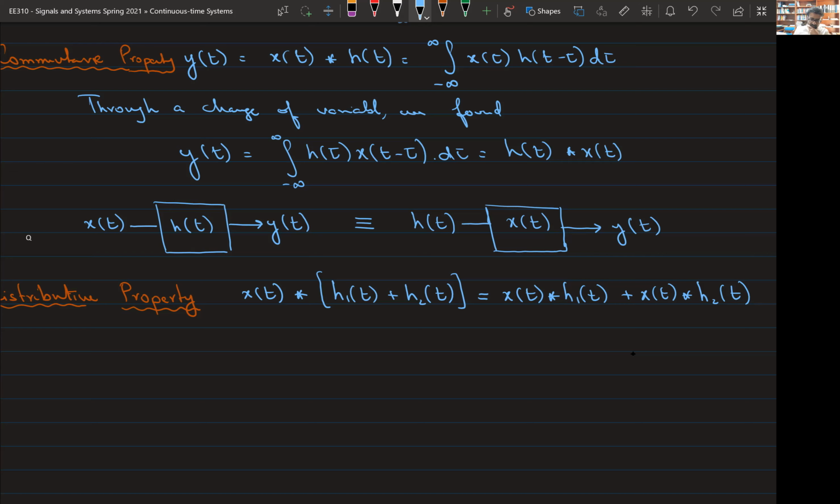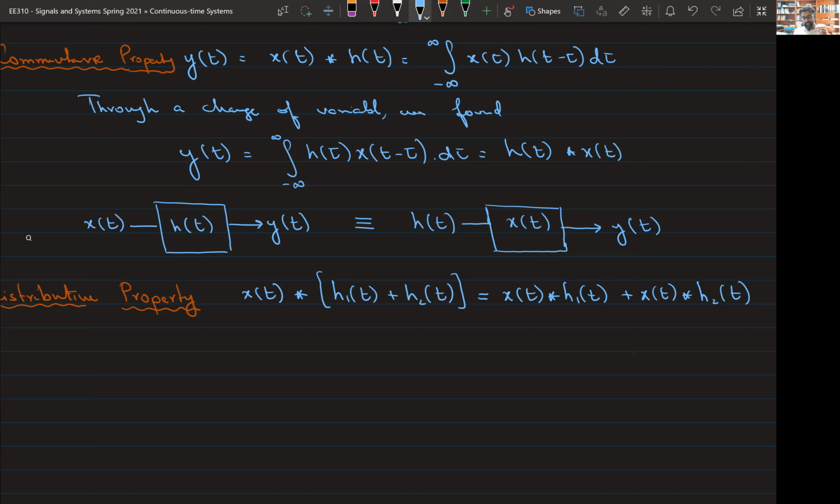Okay, thank you. So this distributive property just says that x of t convolved with h1 plus h2 is equal to x of t convolved with h1 plus x of t convolved with h2. I'm not going to do a proof for this. The proof is really simple. All you have to do is plug in the definition, and because the integral is a linear operator, and inside the integral is multiplication, all of those are linear, the proof will very easily follow. So I don't want to spend too much time on that.